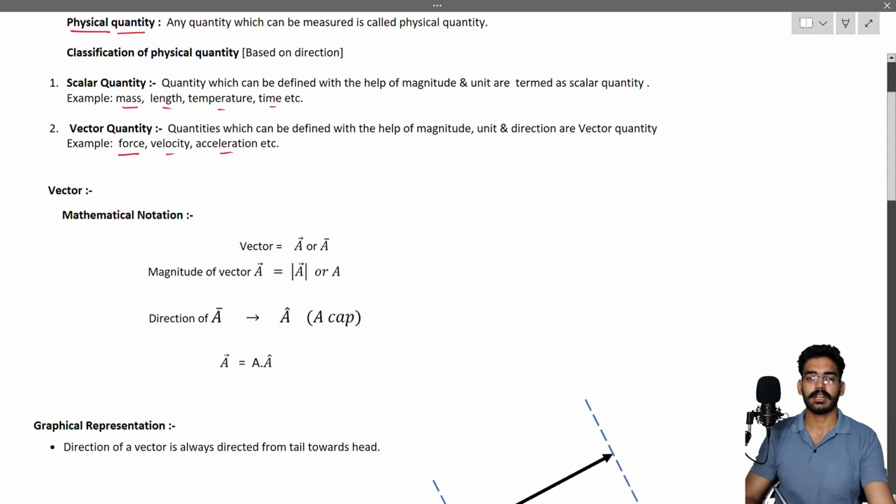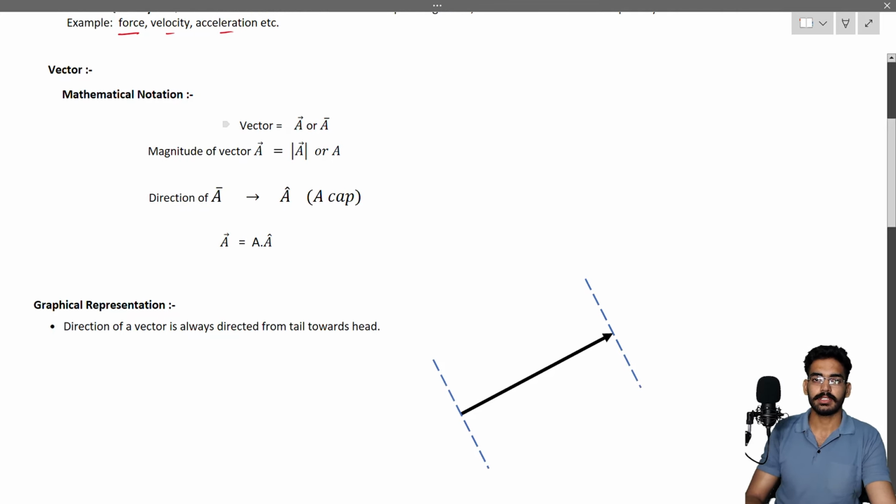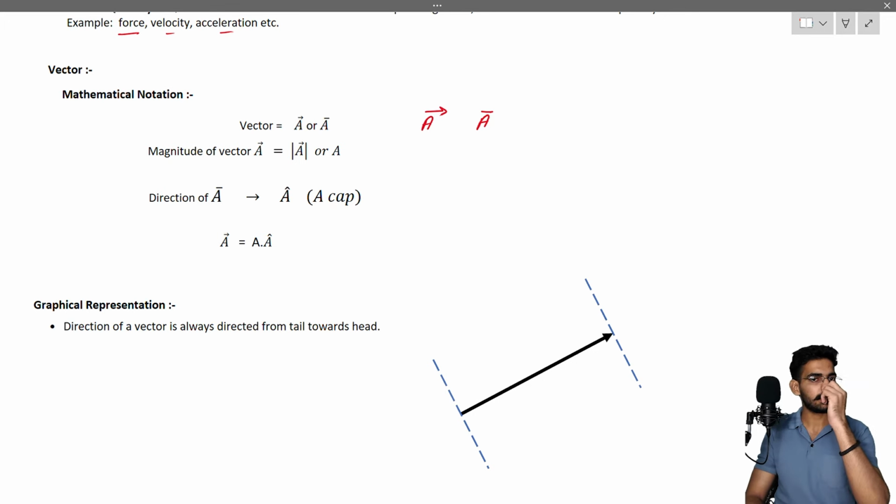Now let's understand how to denote a vector mathematically, okay? So this is how we denote a vector. I will denote it like this: a with a vector sign above it, or just a and then a dash, okay? So this is also a vector. As we said, a vector has magnitude and direction, so this combinedly denotes the vector's magnitude and direction both, okay?